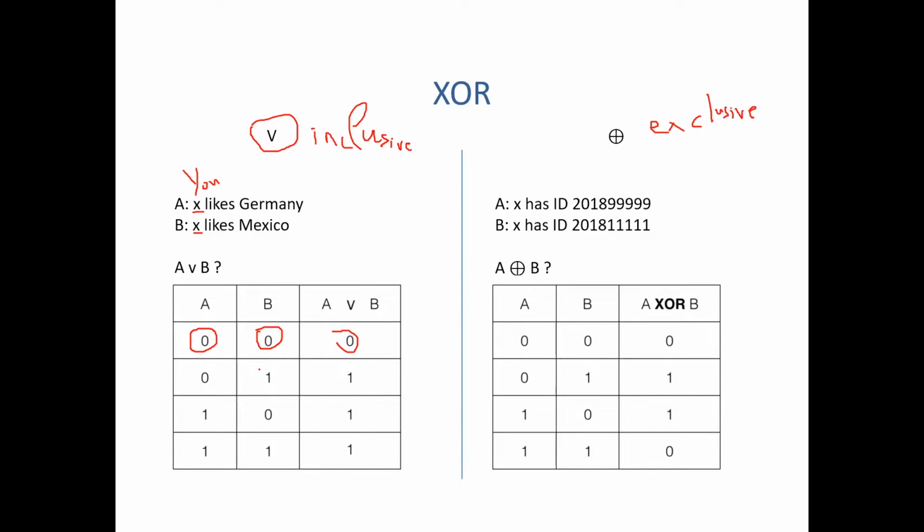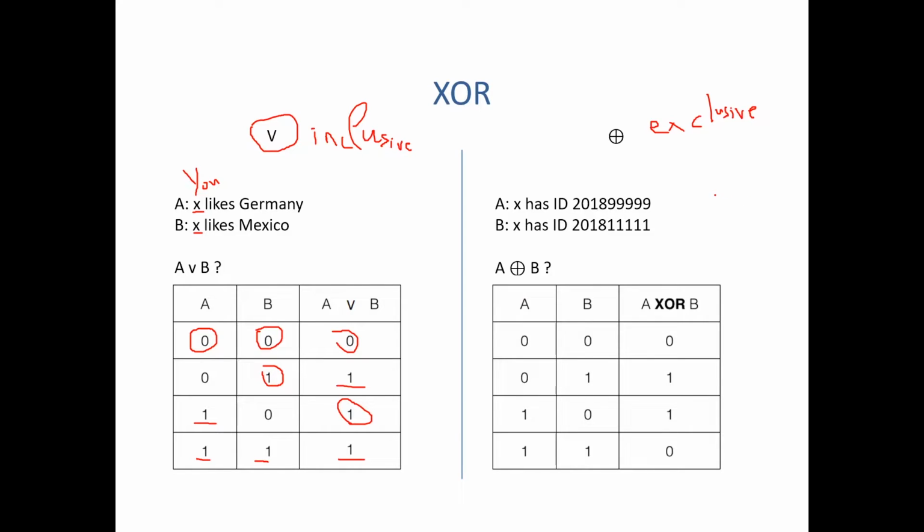Let's say you only like Mexico. Well, the whole statement is going to be true. Do you like Germany or Mexico? Yes. Let's say you like Germany. Do you like Germany or Mexico? Also yes. And hey, if you like both of them, the statement is also going to be true. Okay. So the normal OR is inclusive. If you like one of them, the whole statement is going to be true.